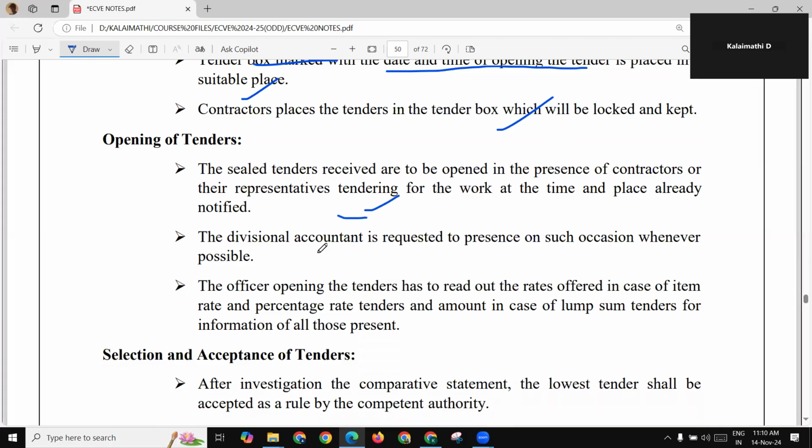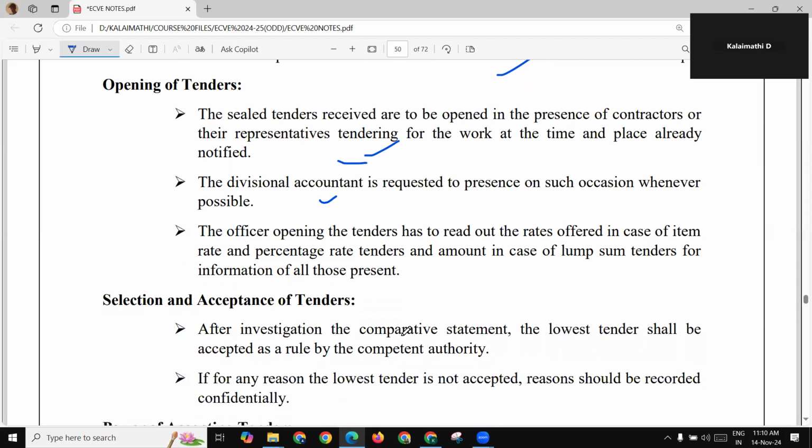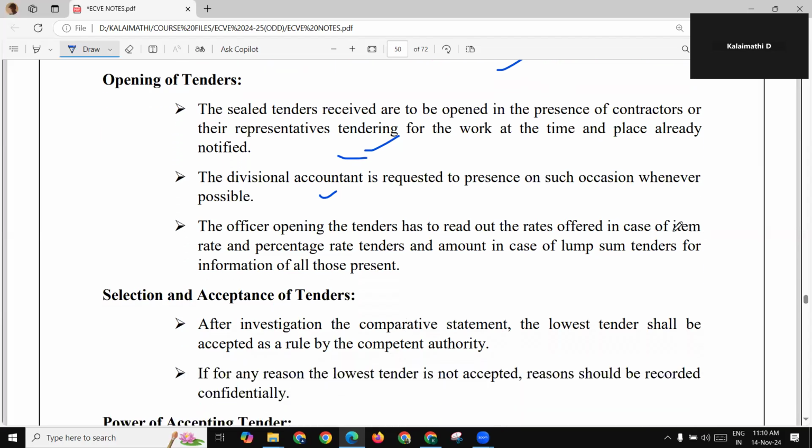The divisional accountant is requested to be present on such occasions whenever possible. The officer opening the tenders has to read out the rates offered in case of item rate and percentage rate tenders. Do you remember item rate or percentage rate in the types of estimate we have studied? And the amount in case of lump sum tenders, for the information of all those present.